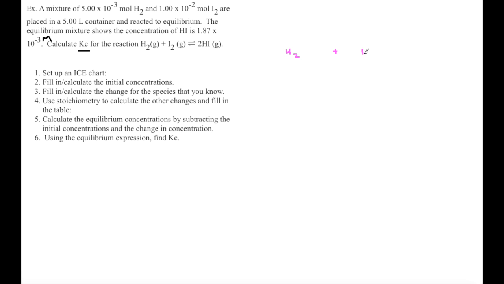So I'm going to rewrite my reaction. And then I'm going to write here I, C, E. I stands for initial, so the initial concentration. C stands for the change that occurs in order to reach equilibrium, and E represents the equilibrium concentrations. And so what I need to do is fill in my initial concentrations.